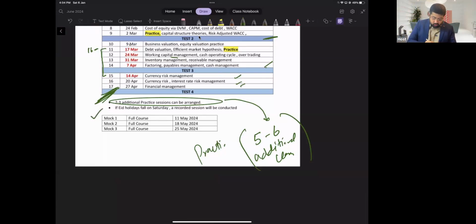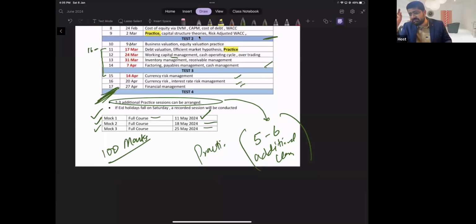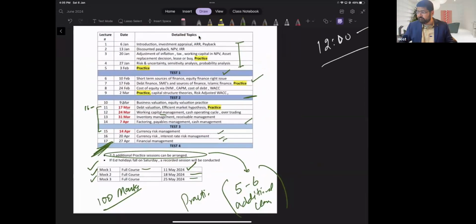Then there will be mock 1, mock 2, mock 3, 100 marks each. We will be conducting the first mock, full course, on 11th May, because you have your exam in June. Then if you find deficiencies, the next mock and the next mock. 300 marks of mocks we will be conducting. My assistant will be returning the marked mocks to you. So this is the success plan.